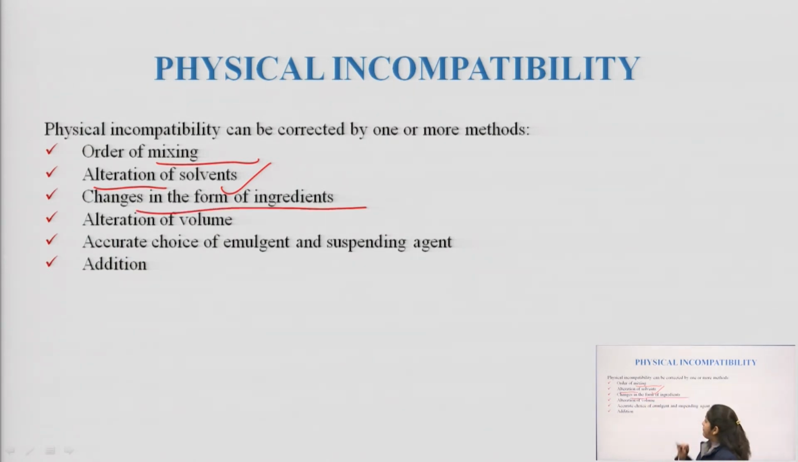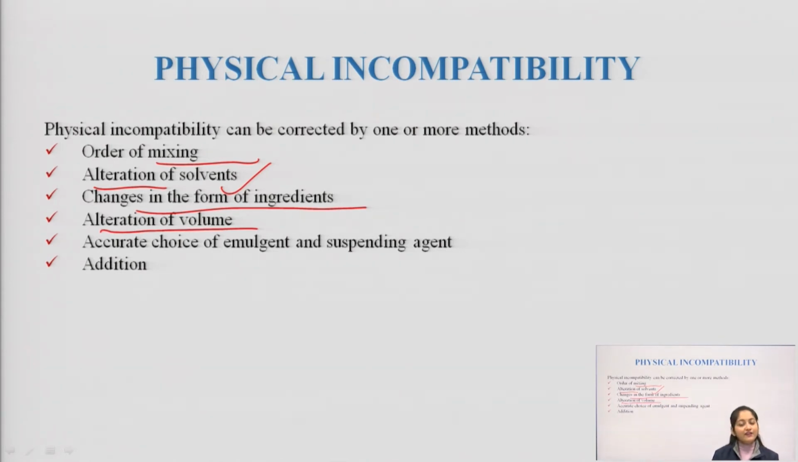Now, change in the form of ingredients. If the ingredients have different forms, if they are available in solid form, liquid form, or vapor form, then depending upon the problems that arise due to mixing of one specific form of ingredients, if we have the liberty to choose another form, we must surely go for another form, because this is going to minimize the possibility of physical incompatibility. Then let us understand alteration of volume.